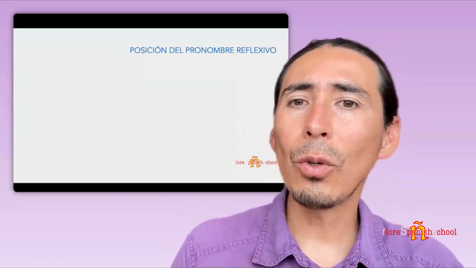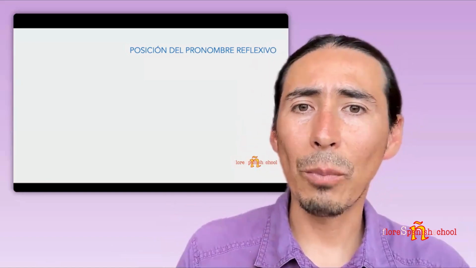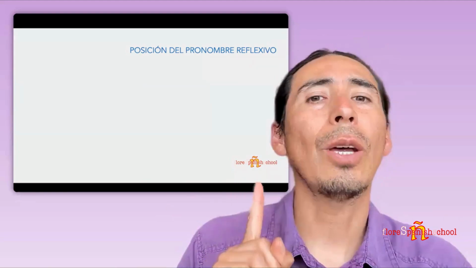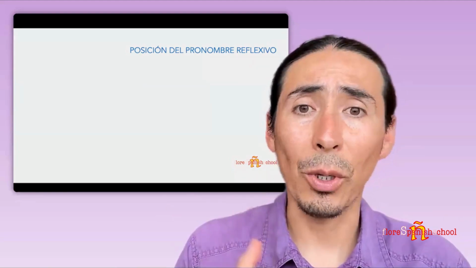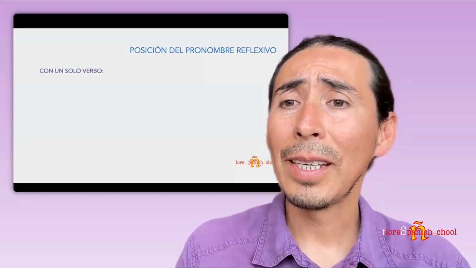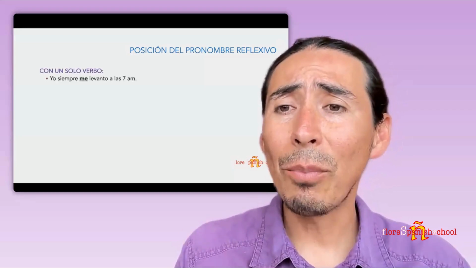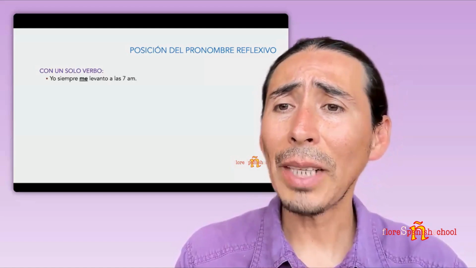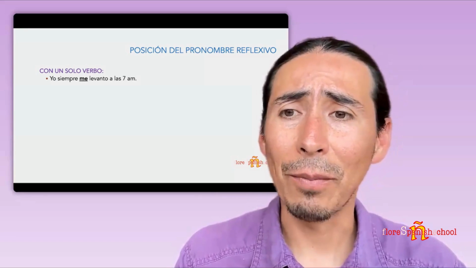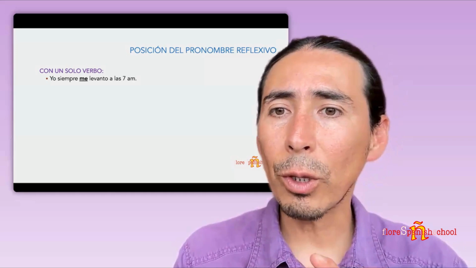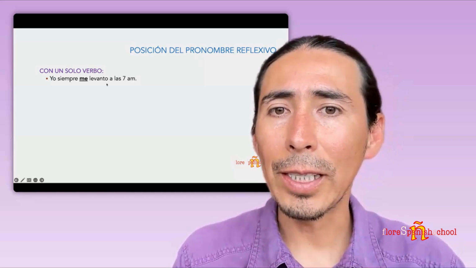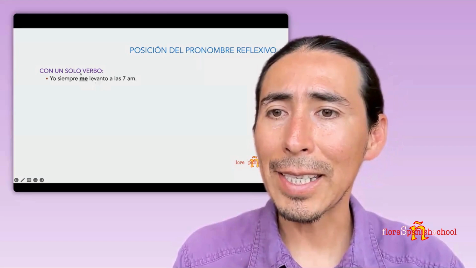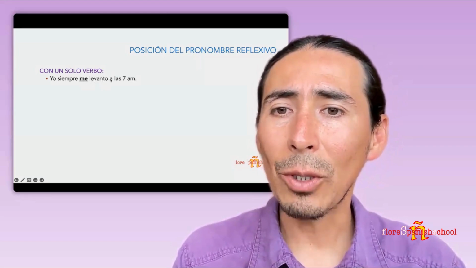So I will give you first the normal example when we have one verb, when the verb is just the reflexive verb or the verbo pronominal. So look at this example. Yo siempre me levanto a las 7 a.m. I always get up at 7 a.m. If we look for the verb, the only verb that we find in this example is levantarse. Yo me levanto a las 7.